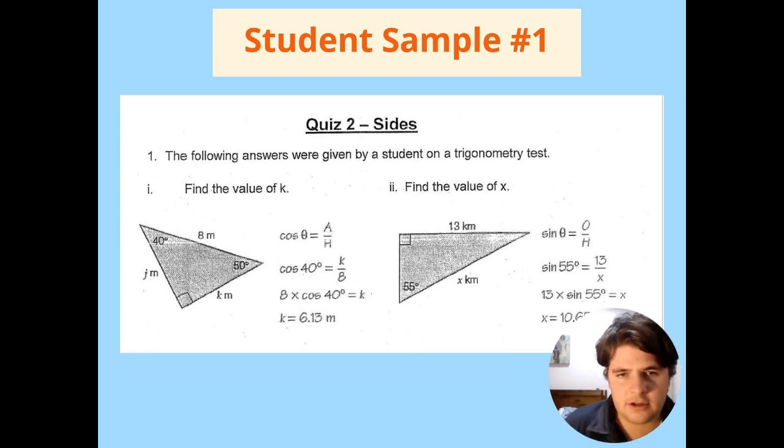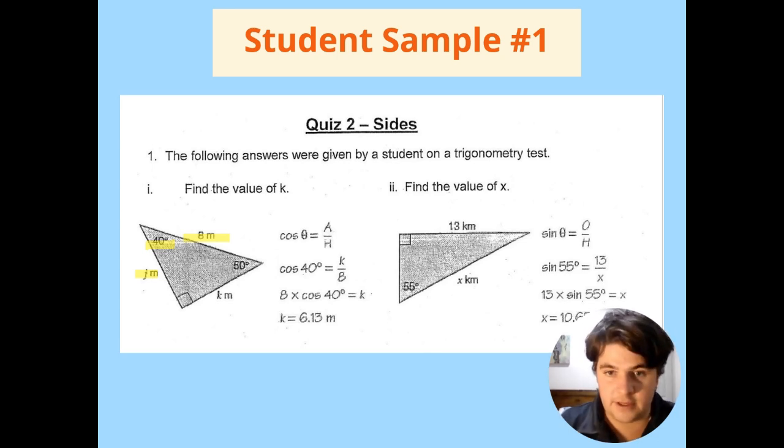So what the student has done in this scenario is used 40 degrees as their reference angle, and has actually made it adjacent over hypotenuse. But the thing is, the adjacent side to that angle would have to be j, and the hypotenuse is already clearly labelled, which is 8 meters. So already there comes into that frame of SOHCAHTOA.